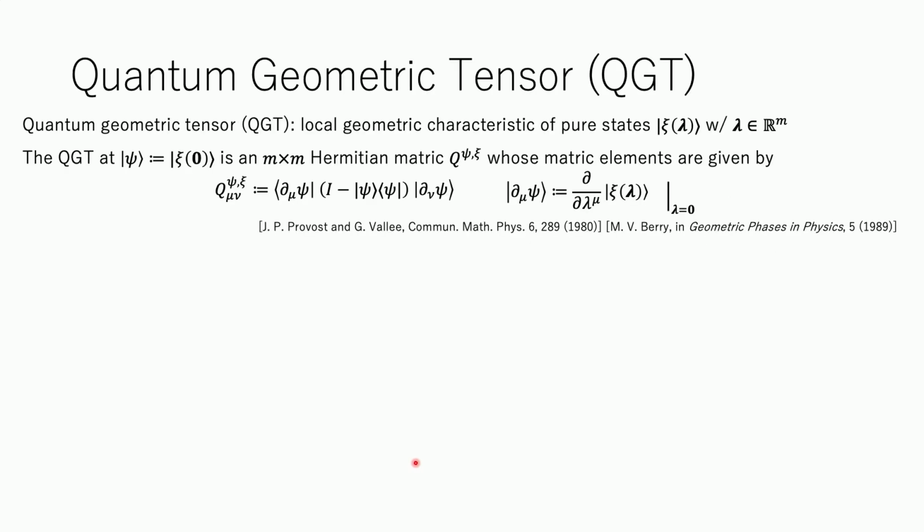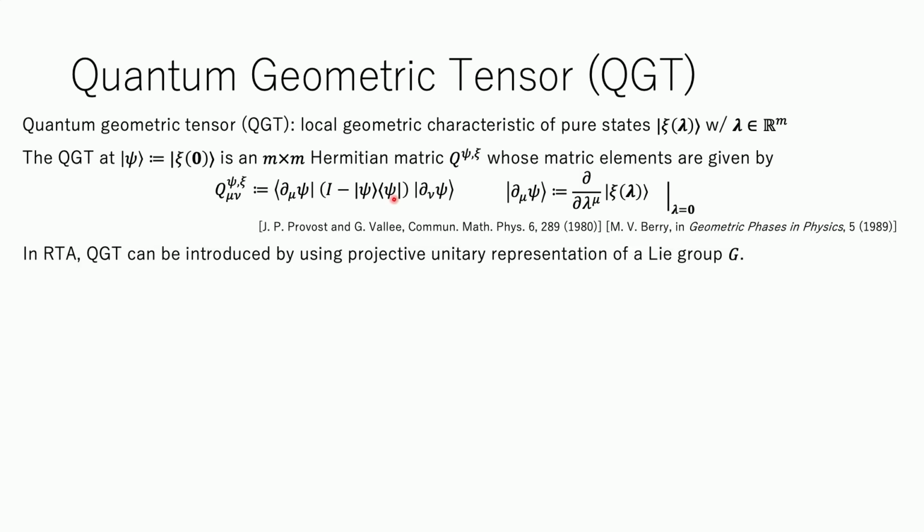And finally, let me explain the notion of the quantum geometric tensor. The quantum geometric tensor is a local geometric characteristic of a family of pure states parameterized by a real parameter lambda. And if there are m independent parameters, the quantum geometric tensor is a square Hermitian matrix of order m defined by this equation.